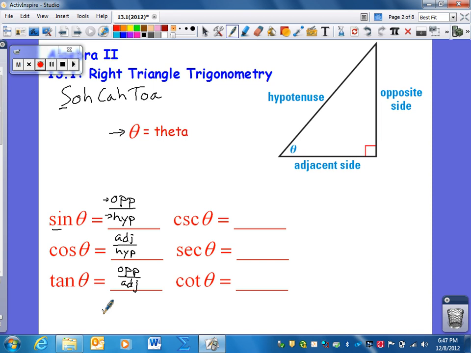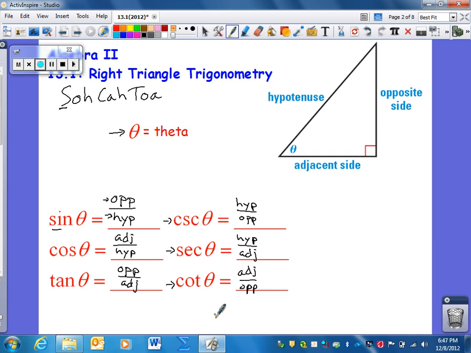If you remember that, cosecant, we just talked about, is the reciprocal. You're just going to flip them. So you have hypotenuse over opposite. And it'll be a lot easier when we get to the next example with some numbers. Secant is just the reciprocal of cosine, so it's going to be hypotenuse over adjacent. And cotangent is going to be adjacent over opposite. And like I said, that'll come into play in just a minute here.